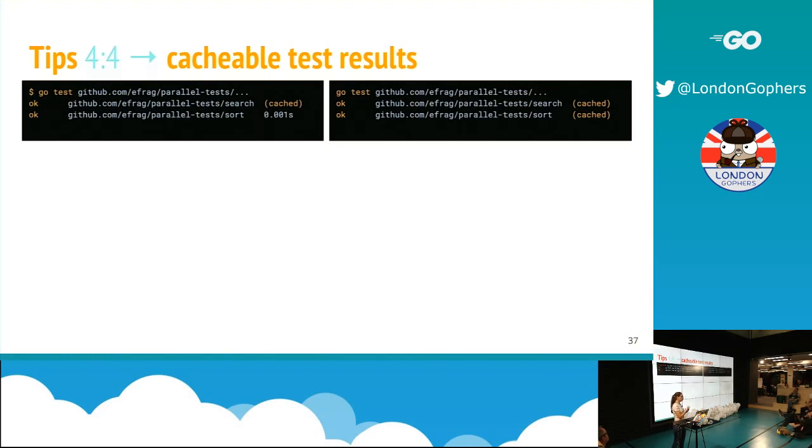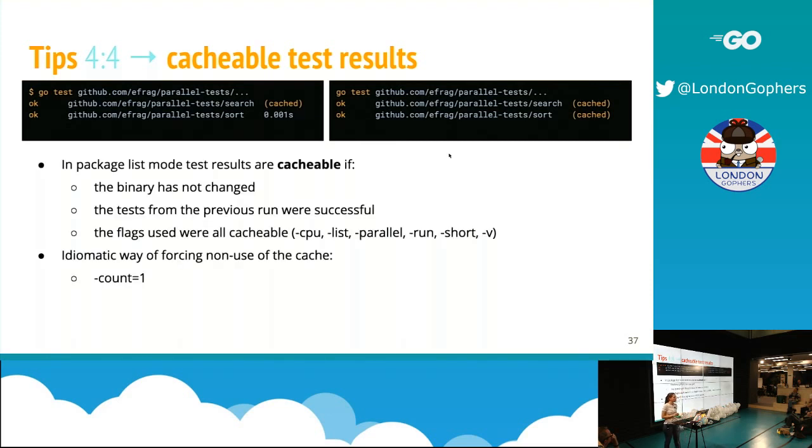If all of these are true, so the binary file has not changed, the flags have not changed, and they are part of a specific set of flags, and the test results were successful, Go will actually cache that result. So it will tell you that cached value that you see at the end. Now, in some cases, that's good because it speeds up things, but in some cases, you might not want to do that. So if you want to tell Go, in any case, I don't care what the previous execution was, I want you to rerun my test, then you need to add that dash count equals 1 as a parameter when you're running the test from the command line.